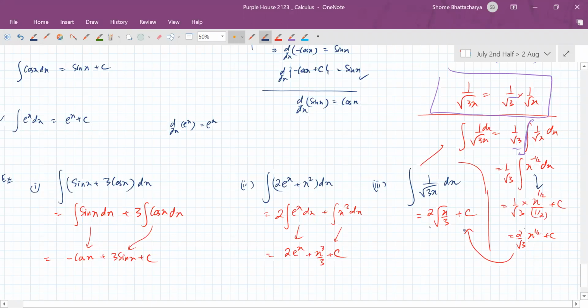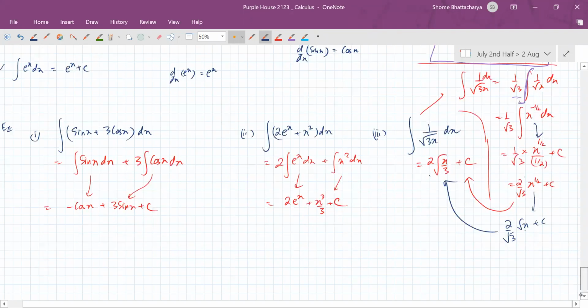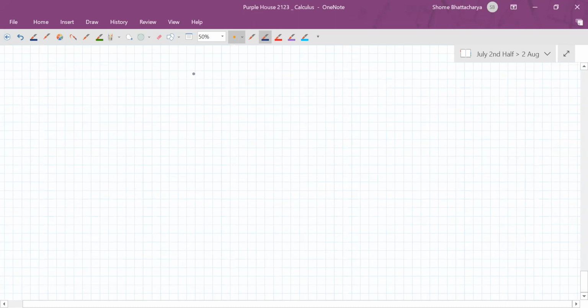And here, what I've taken is root x in the numerator. So I've just combined this root and finally written it this way. Done, sir. Okay, good.